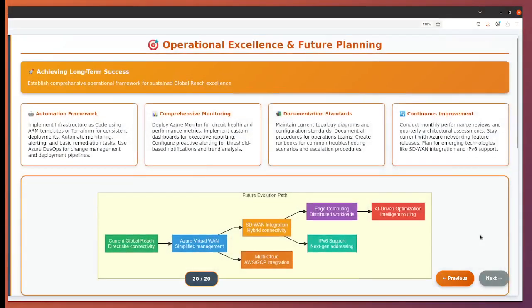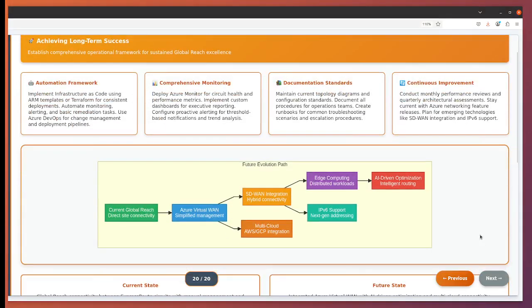Operational excellence and future planning. Achieving operational excellence with global reach requires establishing comprehensive monitoring, automation, and governance practices for long-term success. The operational framework shown represents industry best practices for managing global ExpressRoute deployments at enterprise scale.